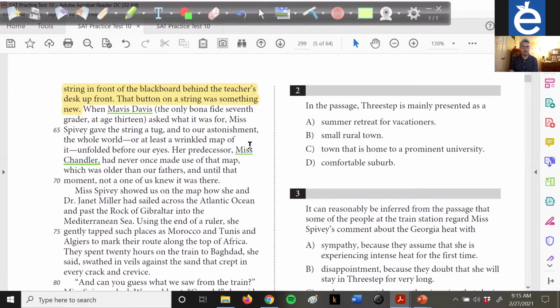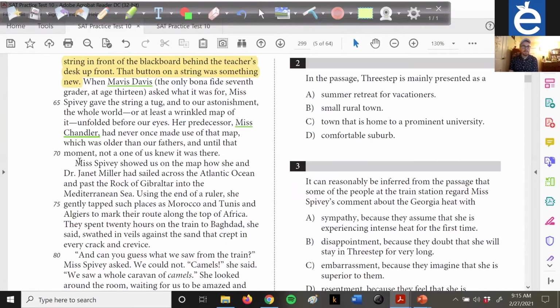All right, there's Miss Chandler. Miss Spivey showed us on the map how she and Dr. Janet Miller had sailed across the Atlantic Ocean and past the Rock of Gibraltar into the Mediterranean Sea. Cool. Not sure if that'll be useful or not yet, right?